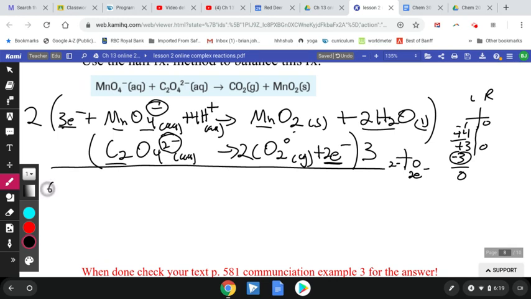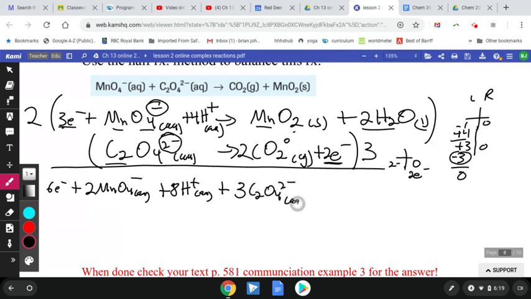So I've got 6 electrons in the top, 2 MnO4 minus, 8 H plus, 3 C2O4 2 minus. Okay, there's all my reactants. 6 CO2s, 6 electrons, timesing everything in the top by 2, MnO2, 2 of those, and 4 waters.